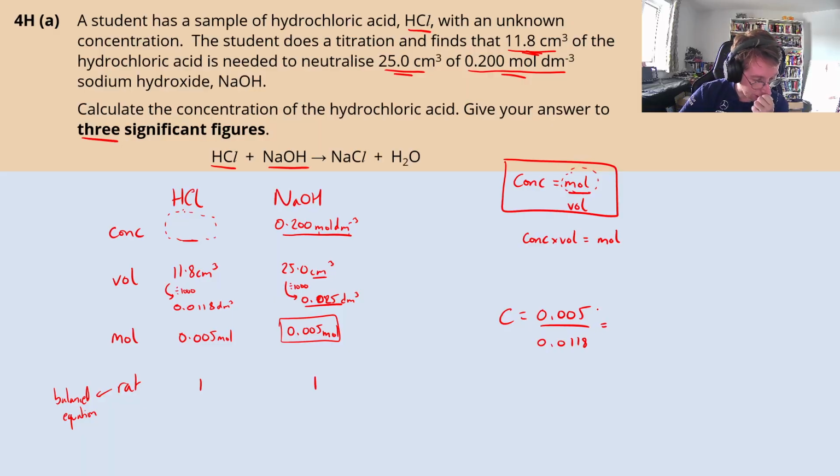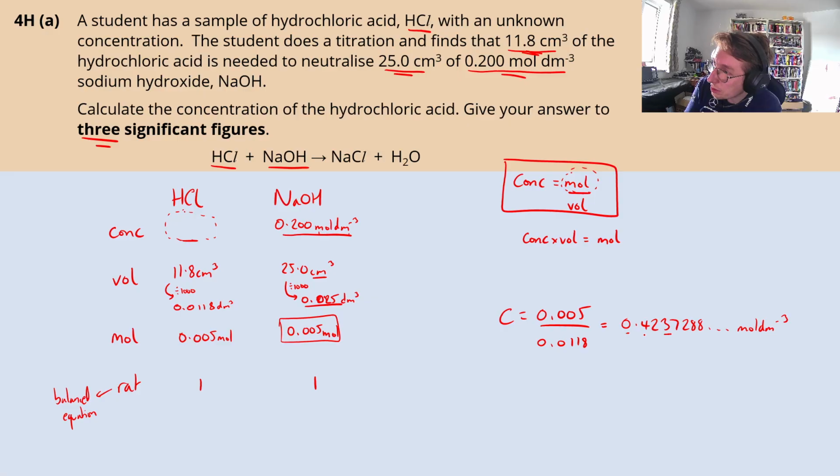If you do that calculation, you get an answer of 0.4237288, and then a load of other numbers, moles per decimeter cubed. But we need to give our answer to 3 significant figures. The third significant figure here is the 3, because remember, if you've got a 0 preceding the decimal point, that does not count as a significant figure. It's the first non-zero digit of your number.